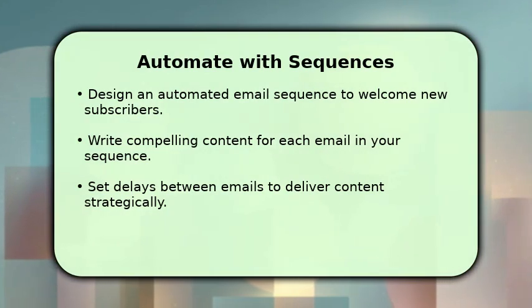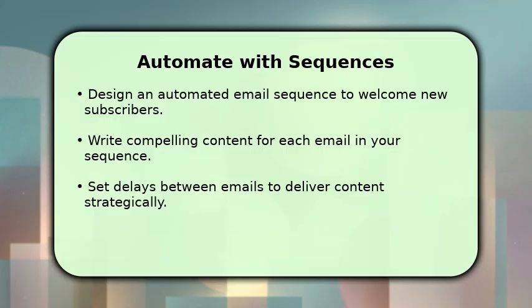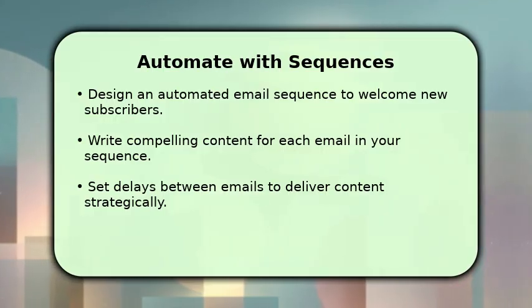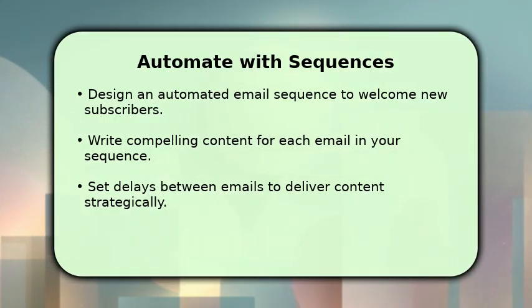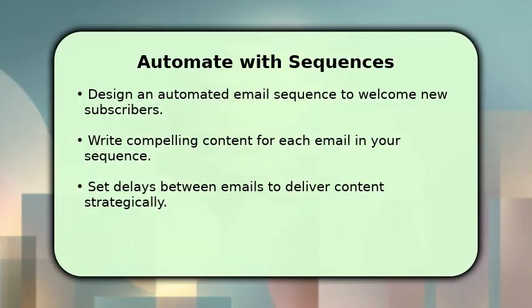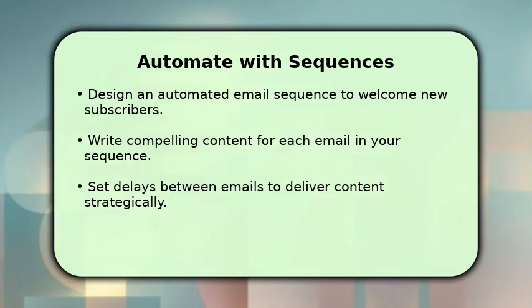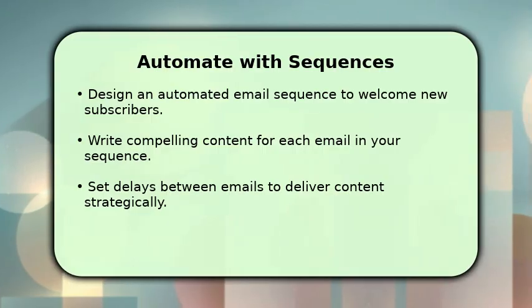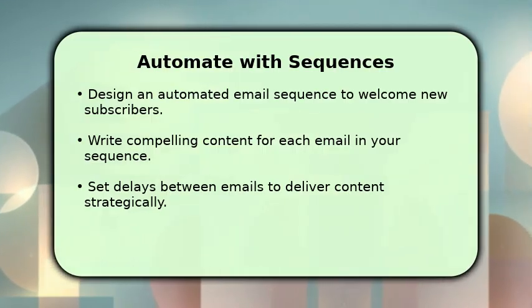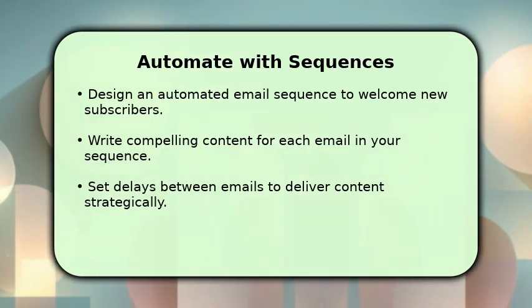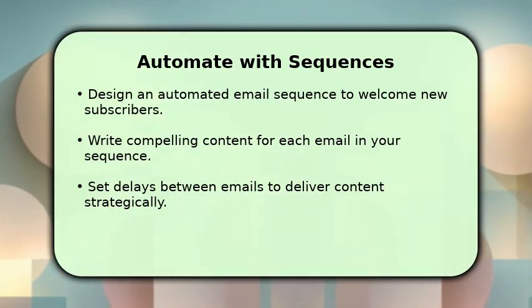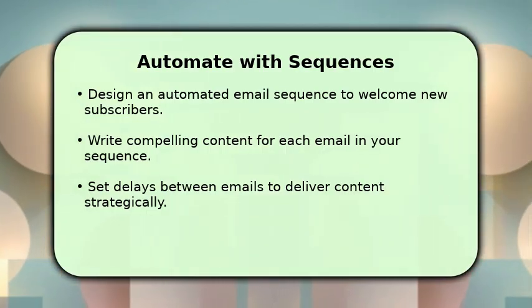Next, we'll set up an automated email sequence to engage your new subscribers. Go to Automations and then Sequences to start a new one. This allows you to send a series of emails automatically, like a welcome series. Craft engaging content for each email, perhaps introducing your brand or offering valuable resources. You can set delays, for example, 1 day between the first and second email, ensuring a smooth subscriber experience.